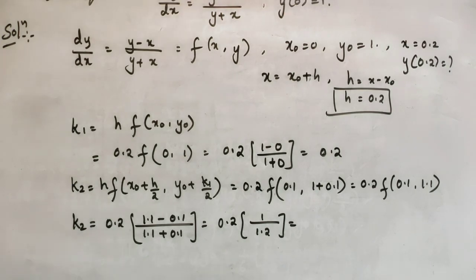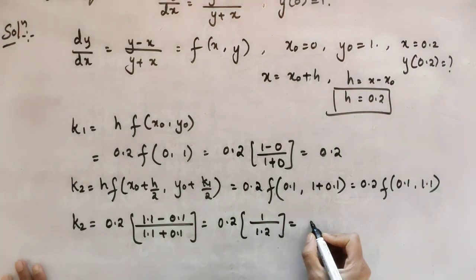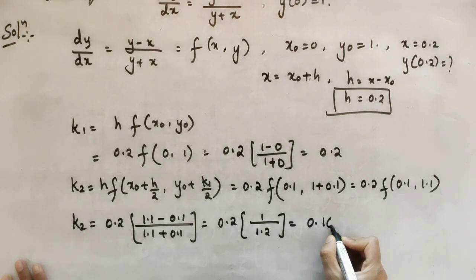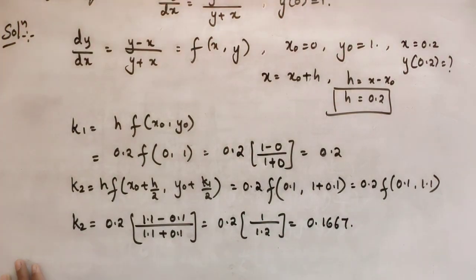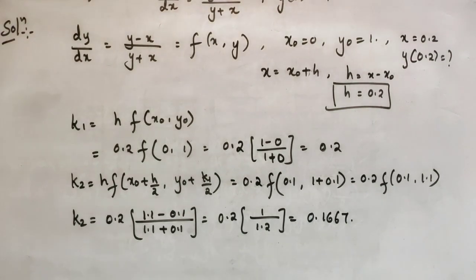So K2, if you simplify this using your calci, you should end up with 0.1667. I hope this is clear to all of you. Similarly, let us work for K3 now.